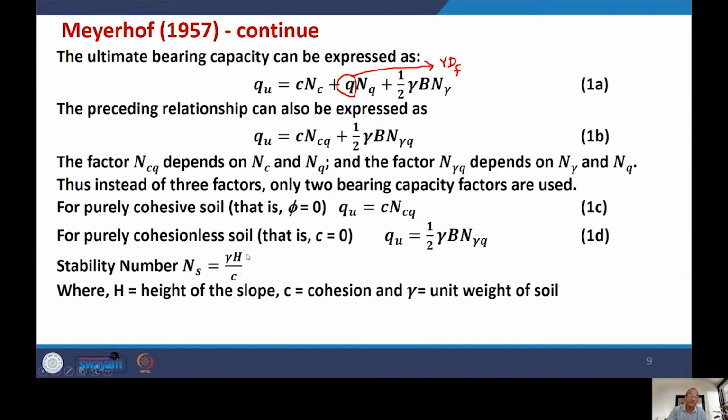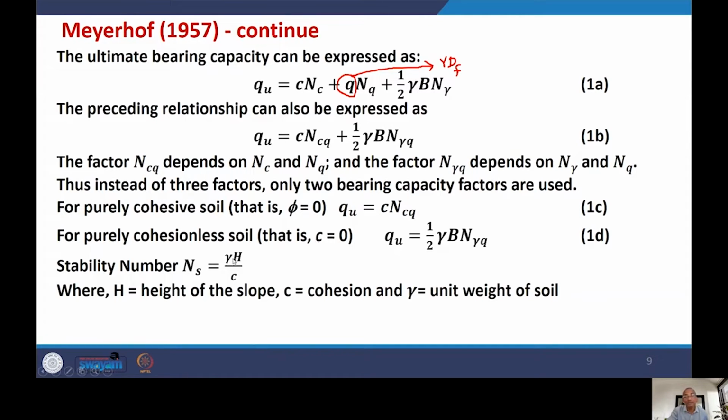Then Meyerhof also defined the stability number Ns, which is defined as gamma into H divided by c, where gamma is the unit weight of the soil, H is the height of the slope, and c is the cohesion. So if you have a large value of cohesion, then the stability number will decrease. If you have small cohesion, then it will increase, or it could also increase with gamma and H. So for example, for cohesionless soils, the stability number will be very high.